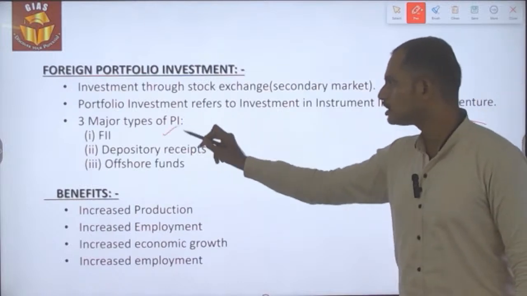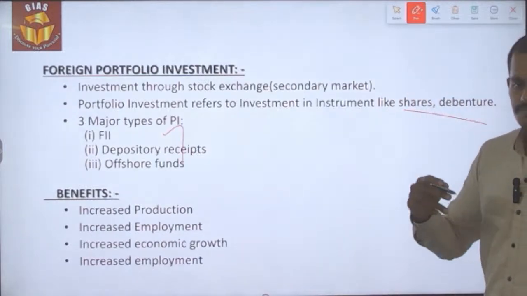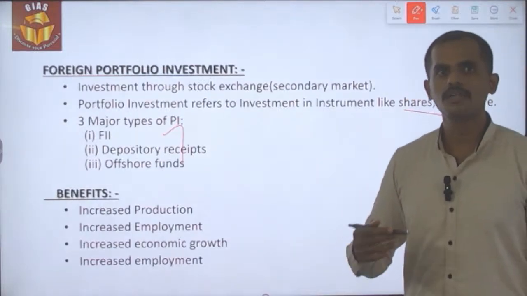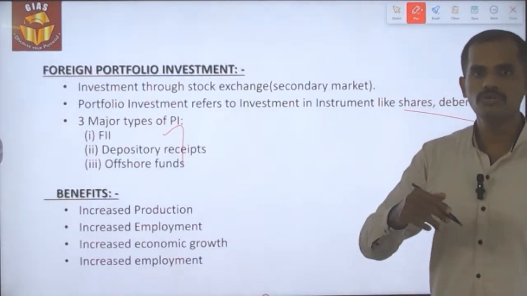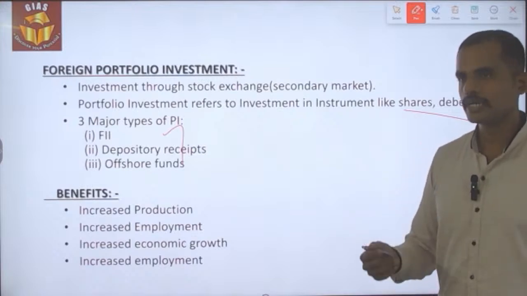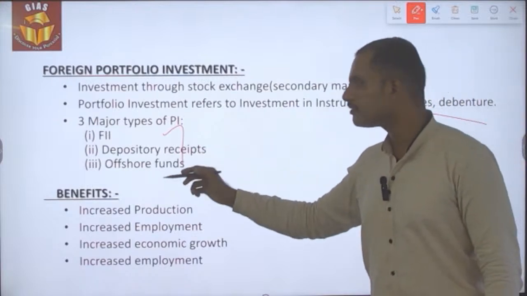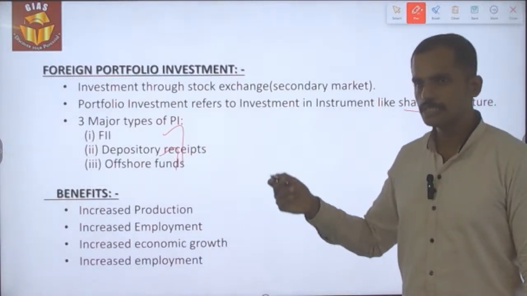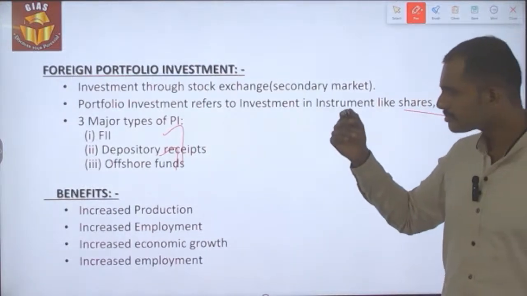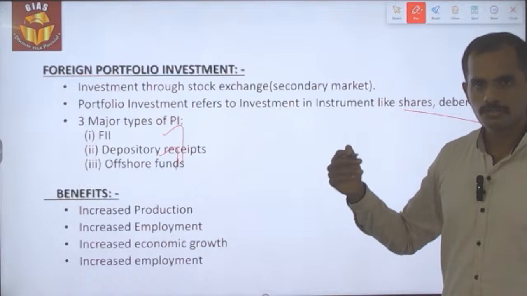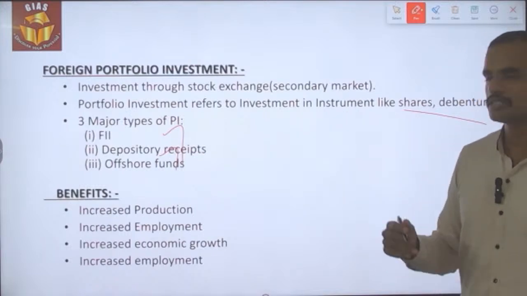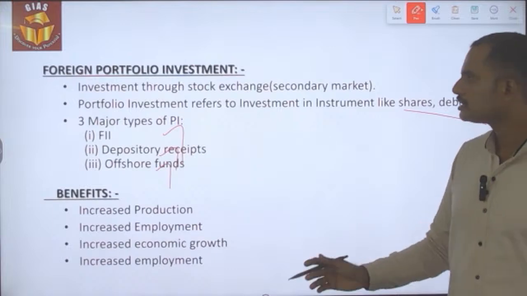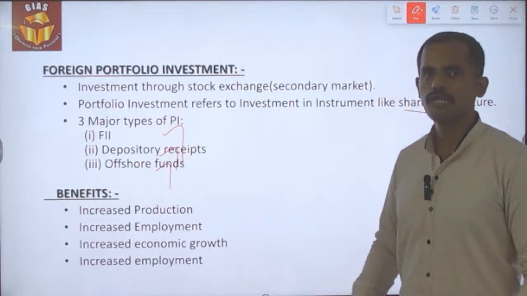First is foreign institutional investment. Institutions like banks and insurance companies that invest on behalf of individuals in foreign countries' stock exchanges are called foreign institutional investment. Secondly, depository receipts. The receipts that are raised by domestic companies in the international stock exchange are called depository receipts, as well as the offshore fund. These are the three types of foreign portfolio investment.